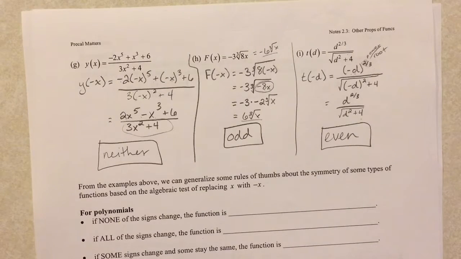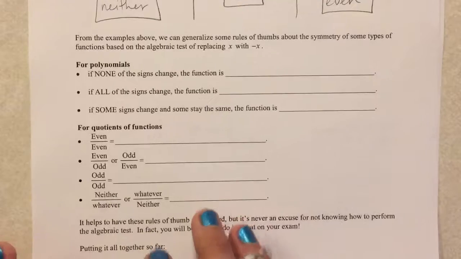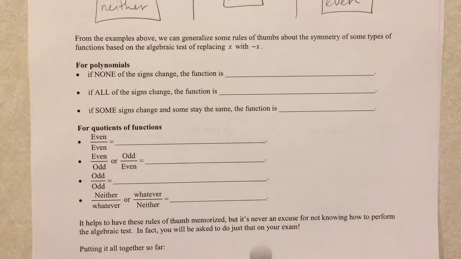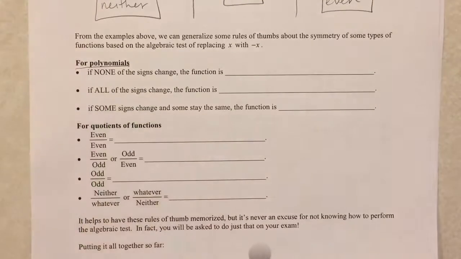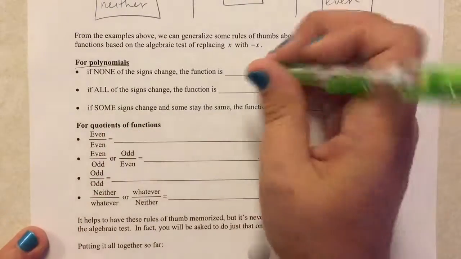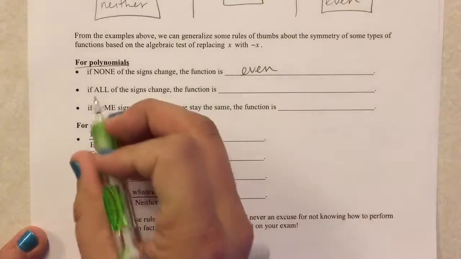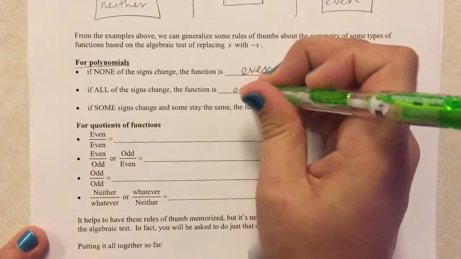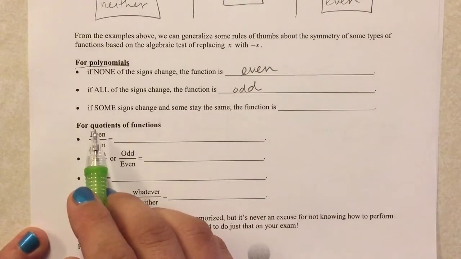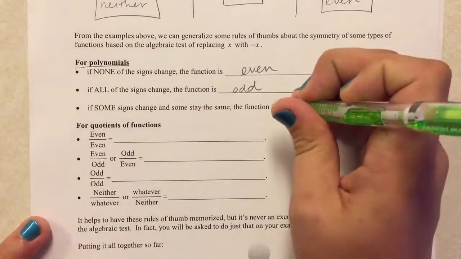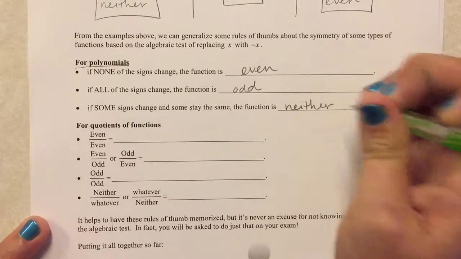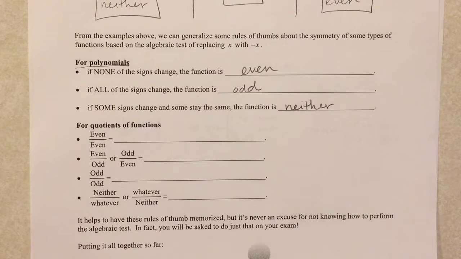Okay? So what they've done at the bottom is they've come up with some general rules of thumb for you when you're talking about odd versus even. When you're dealing with polynomials, remember polynomials are non-rational, so those are like x squared plus 3x plus 5, things like that. If none of the signs change, the function is even. If all of the signs change, the function is odd. If some change, but some stay the same, so you've got a little bit of a mix of even and odd, it is neither. Okay, the polynomials I think are really easy to check with.